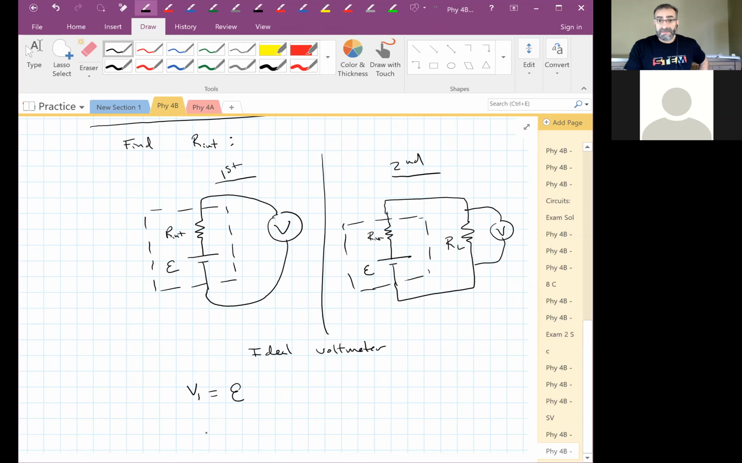Okay, now we know the EMF of the battery. Then we hooked it up across the resistor. I'll call this 1 and this 2. This is equal to I times our load. We have to know what our load is. So now we know what the current is in the circuit.